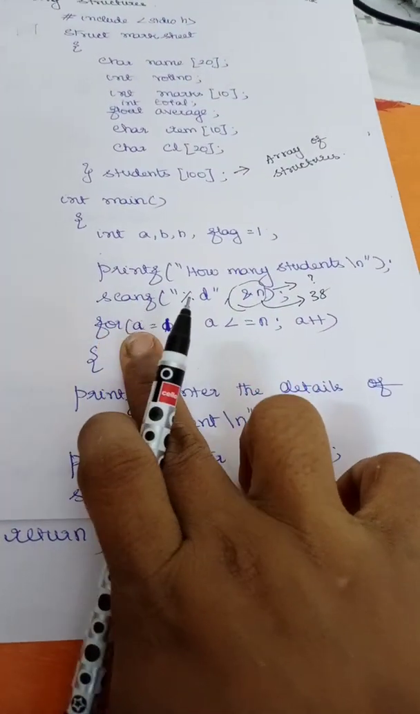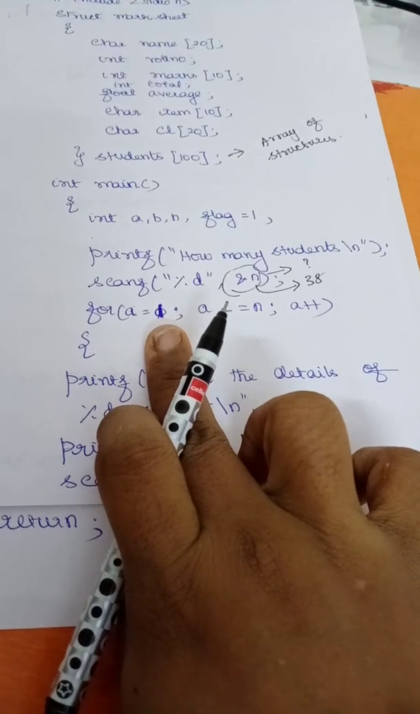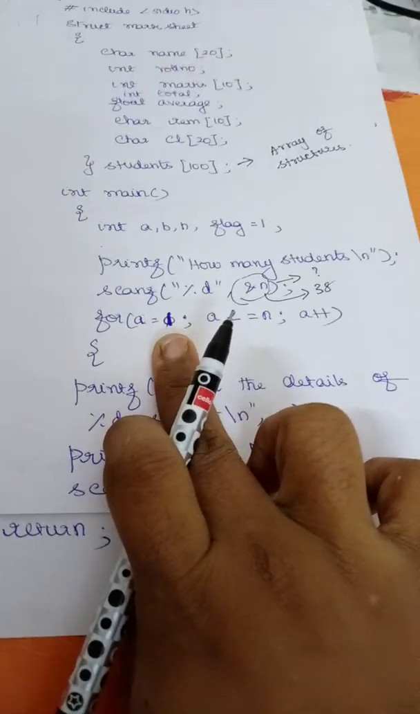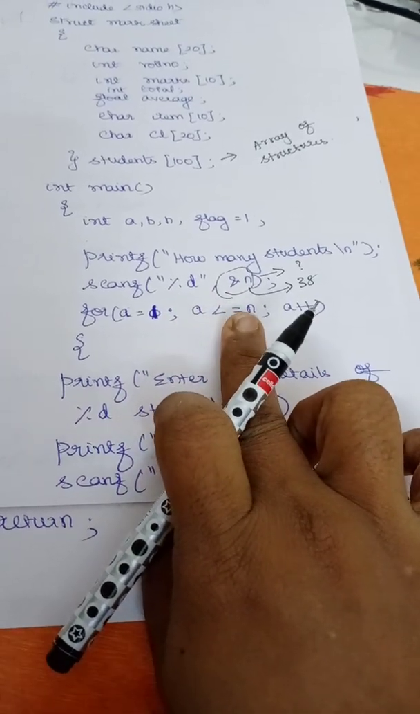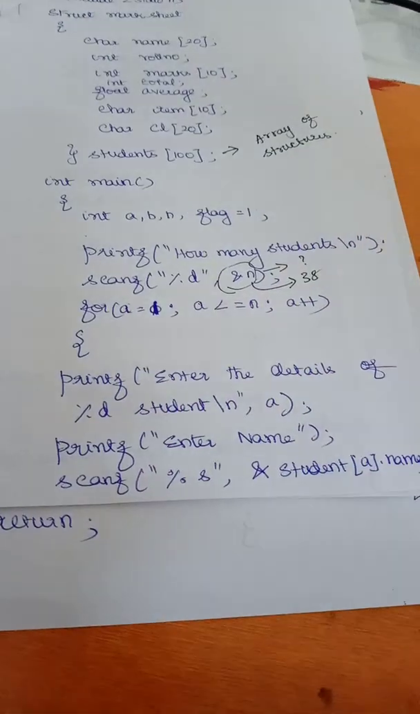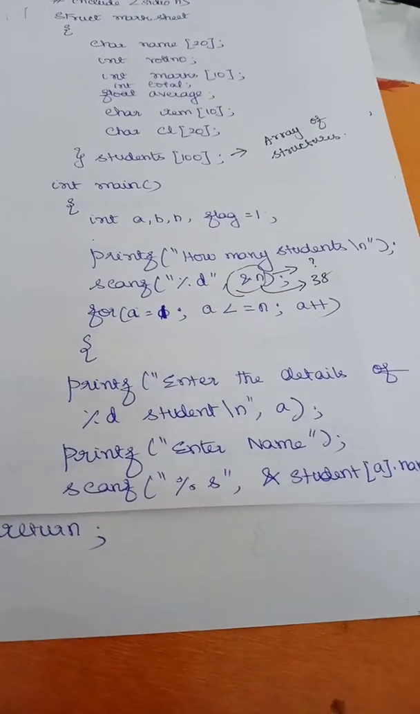So here I am starting from a equal to 1. Here you can also start from 0. You can also start from 1. If you are starting from 1, then you need to write it as a less than or equal to n. Right? I am not using my 0th place. I am starting the array location from 1.